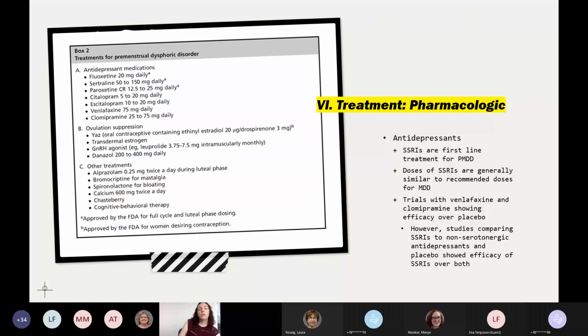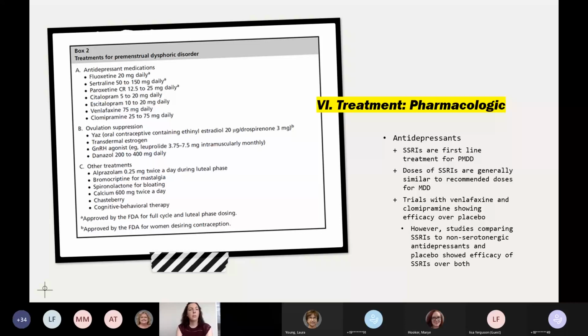So for the first category, I borrowed this figure from a review article by Lanza di Scalea, and I thought it was a really nice, succinct way to show all of the different pharmacological treatments, and some of them are supplements that we have studies demonstrating their efficacy. For PMDD, the first line treatment is going to be an SSRI. Generally with SSRIs, we use the same doses that we do for major depressive disorder. And interestingly, you may note that fluoxetine, sertraline, and paroxetine all have FDA approval for the treatment of PMDD.